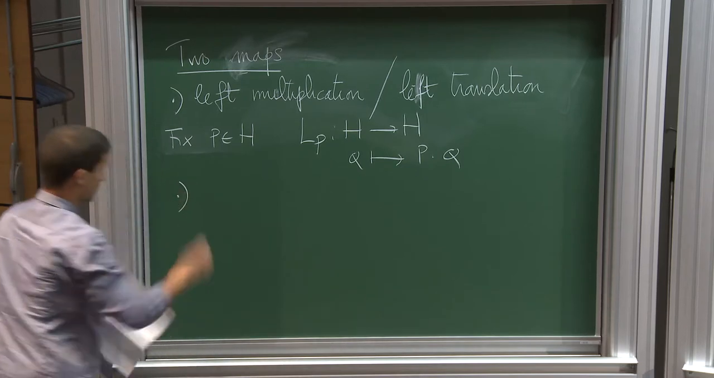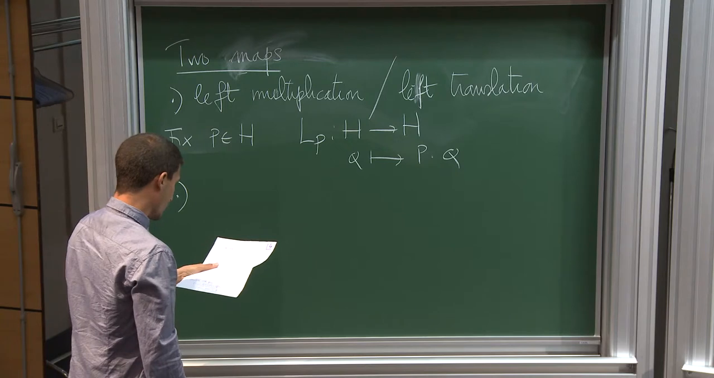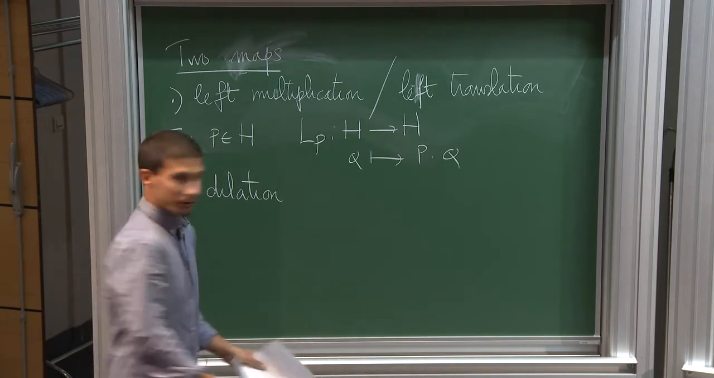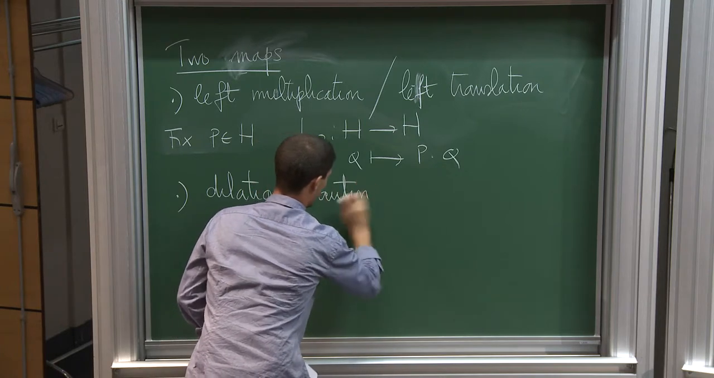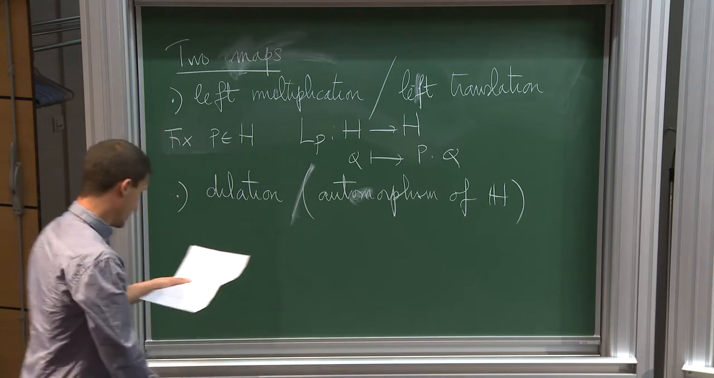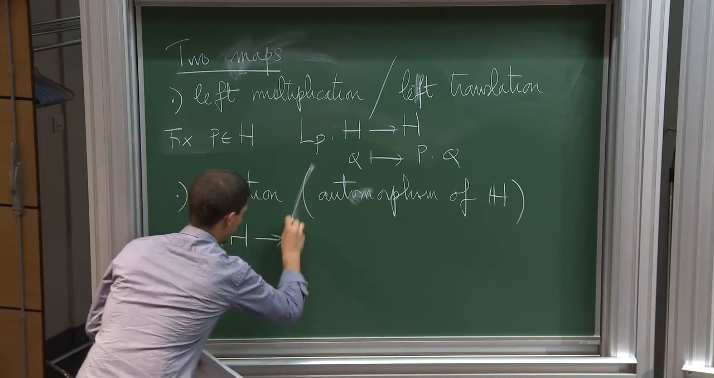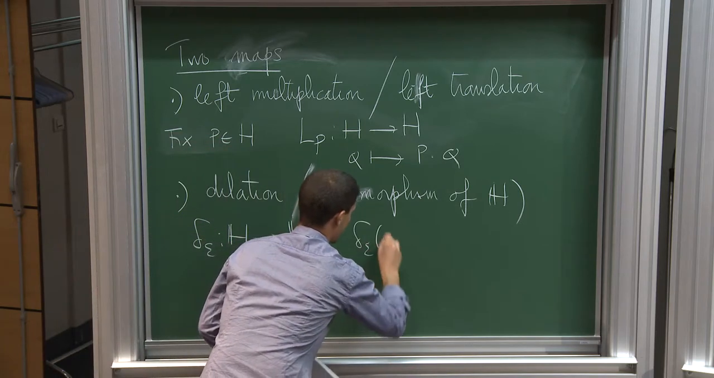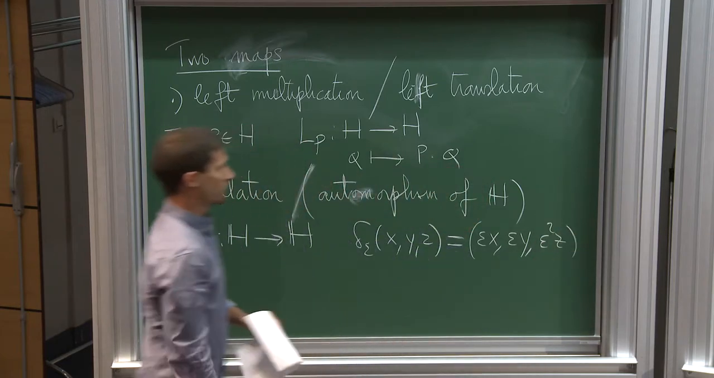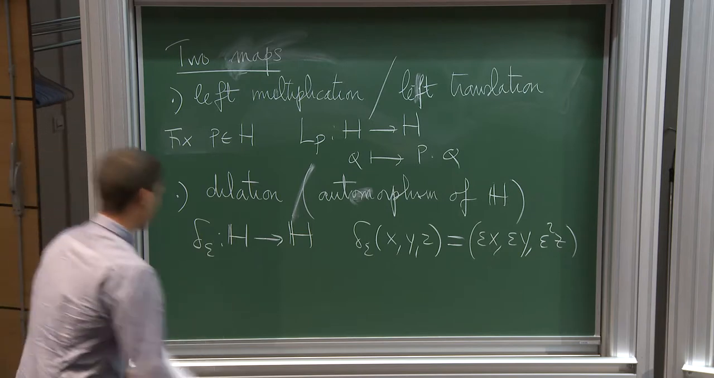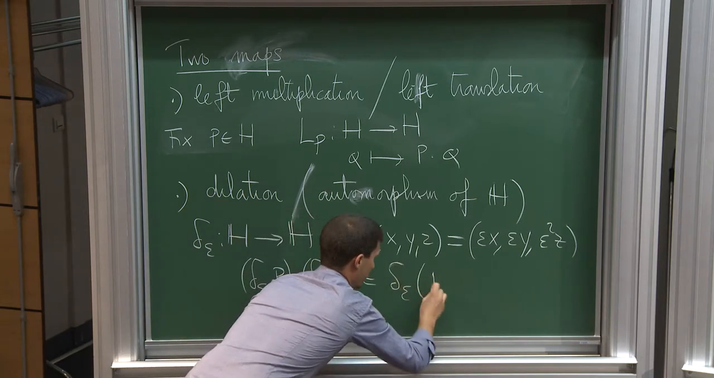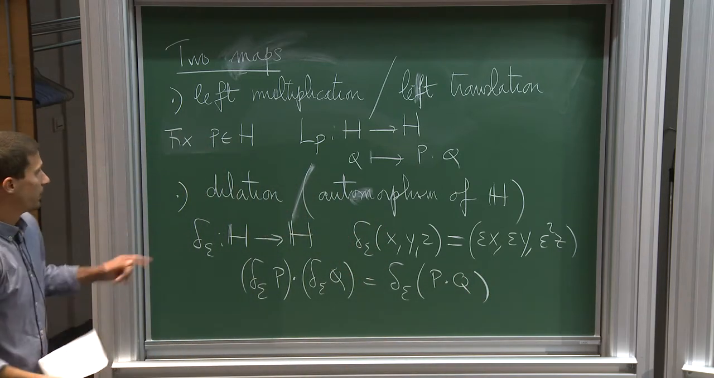Let me write down the second first, because maybe the analogy will be more clear. The second is a dilation, which is an automorphism of the group. Which I call delta epsilon from H to H, and delta epsilon sends x, y, z to epsilon x, epsilon y, epsilon square z. Okay? What does it mean that it is an automorphism? It means that delta epsilon of P times delta epsilon of Q is delta epsilon of P times Q. Okay? It's compatible with the group operation.